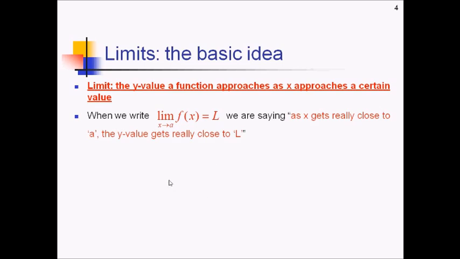So using our example that we saw in the warm-up, we could say that the limit as x approaches 1 of (x squared minus x) over (x minus 1) equals 1, because as the x values get really close to 1, so does the y value.